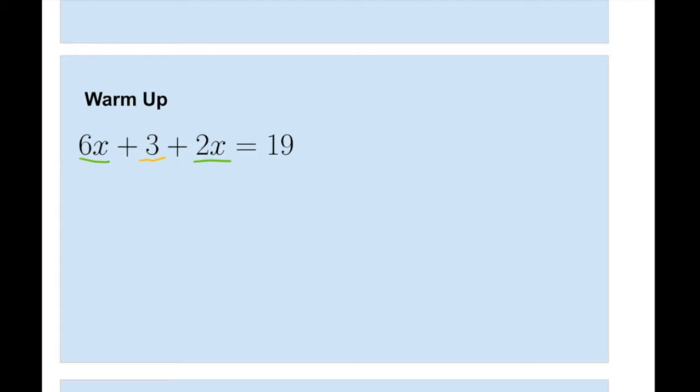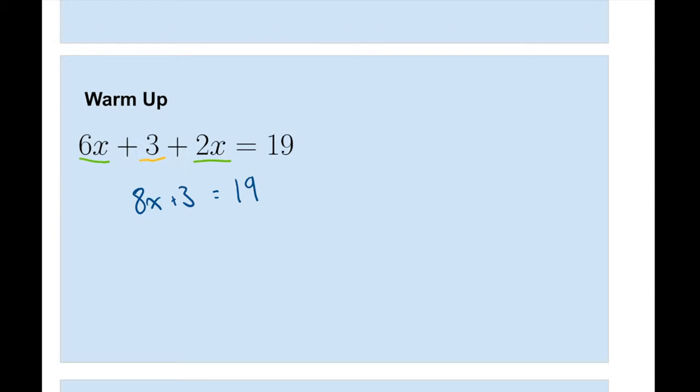Now, when we're collecting like terms in an equation, we want to make sure that we collect like terms on the same side of the equal sign. So you might say, well, 13 and 19, those are like terms. That is true if they were on the same side of the equal sign. Because they're on separate sides, we cannot collect them. So by collecting like terms, I end up with 8x, or the 6x plus 2x, plus 3 equals 19.